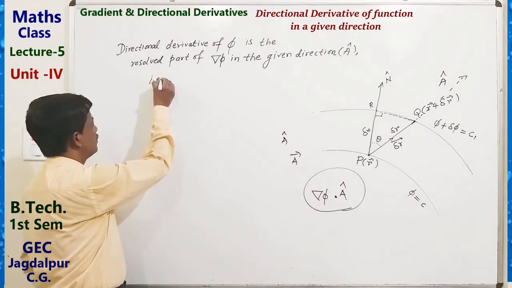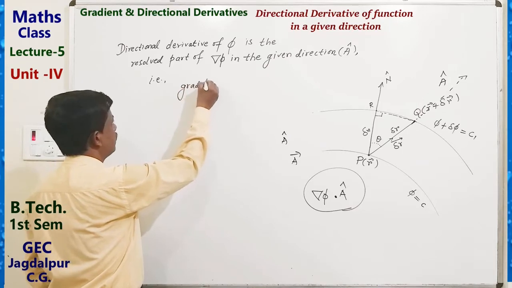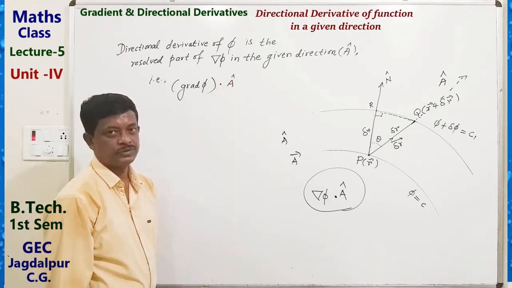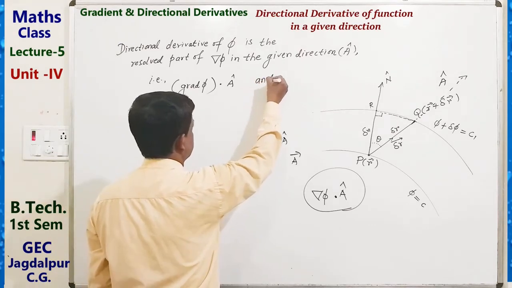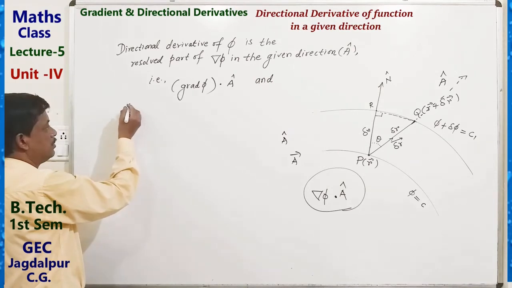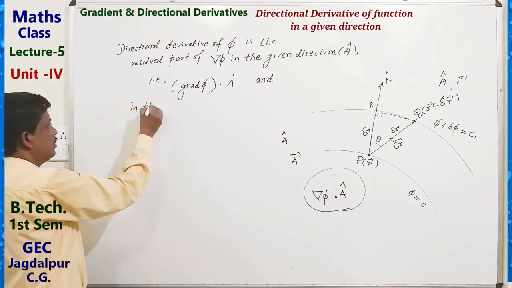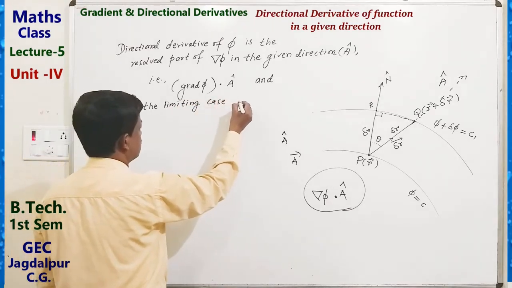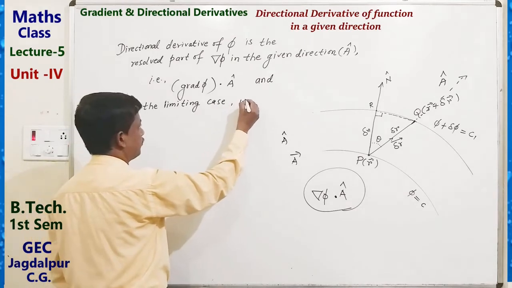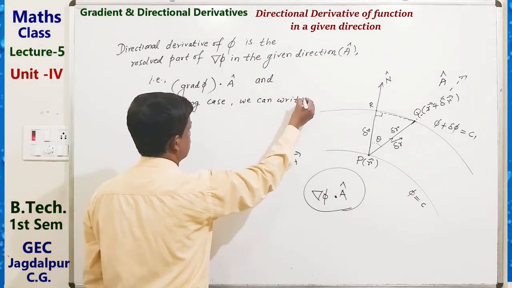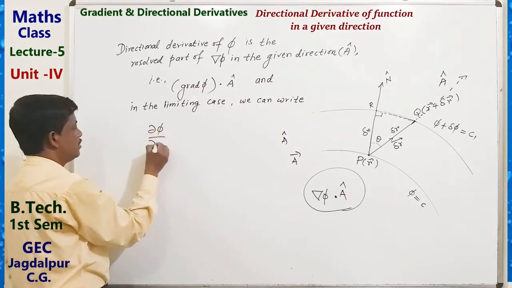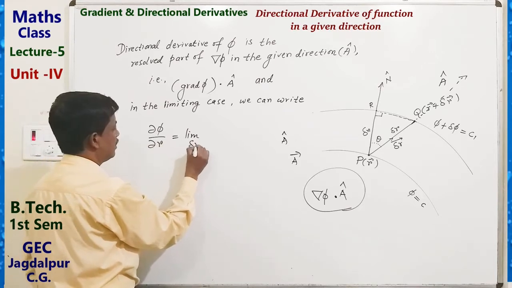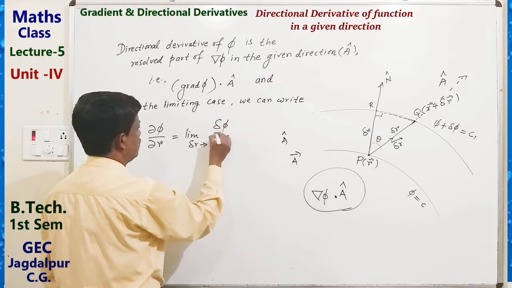That is, gradient phi dot a cap. Okay, and in the limiting case, we can write del phi by del r, limit delta r tending to 0, delta phi upon delta r.